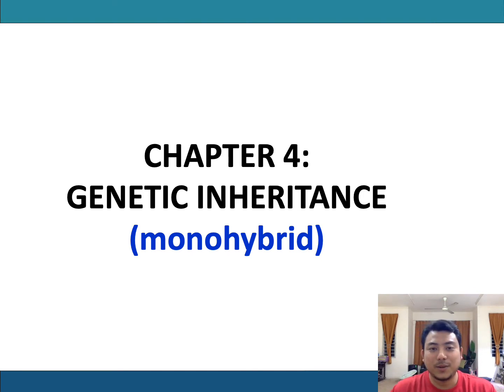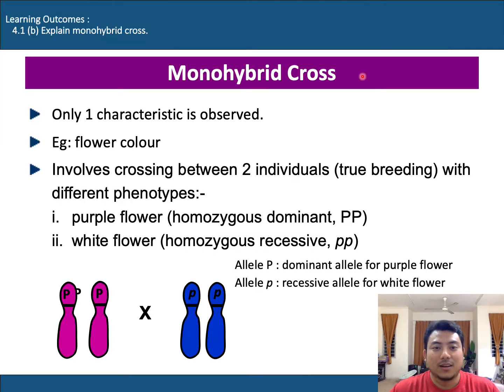Okay, in this video, we're going to talk about monohybrid cross in genetic inheritance for chapter 4. Let's have a look. Monohybrid cross, what does it mean? Mono means one, satu. So, kita hanya tengok satu karakteristik saja dalam cross ini. Only one characteristic is observed, for example, the flower color.